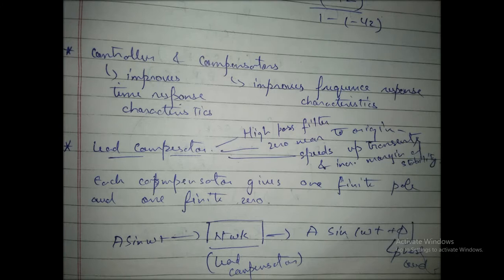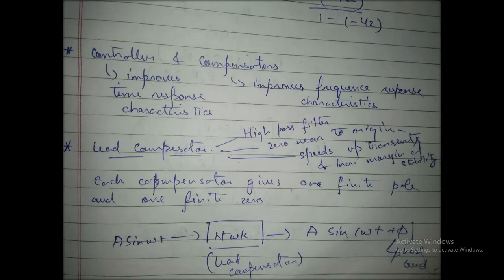So first of all, lead compensator, as it is already written here. I will be talking about only important points. So here it is a high pass filter. We'll see how it is a high pass filter, and what the most important thing is, which comes first, zero or the pole. So in lead it is zero, okay, and it speeds up the transients and increases the margin of stability. Gain margin and phase margin are increased by this lead compensator.